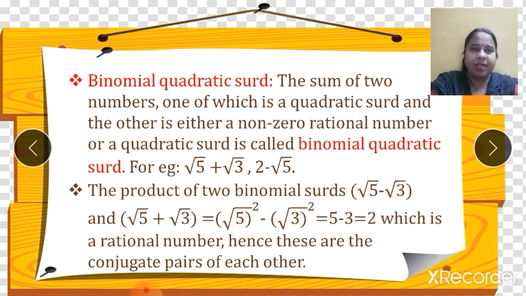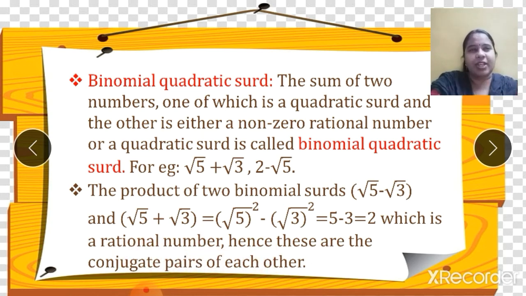See, this is a minus b and a plus b. What is the formula of it? Yes, a square minus b square. So that is used here. See, root 5 the whole square minus root 3 the whole square. So root 5 the whole square is 5 and root 3 the whole square is 3. So 5 minus 3 is nothing but 2, which is a rational number. This is one of the ways of rationalizing a number. When we get a surd, how to rationalize it? As easy as multiply by its conjugate pair. Hence these are called conjugate pairs of each other. This word, conjugate pair.